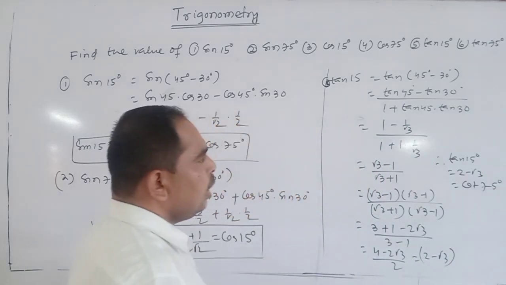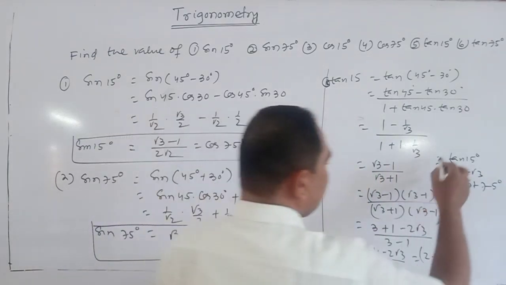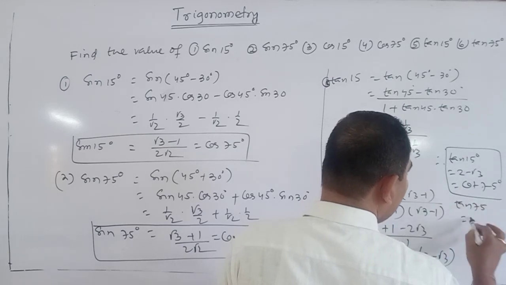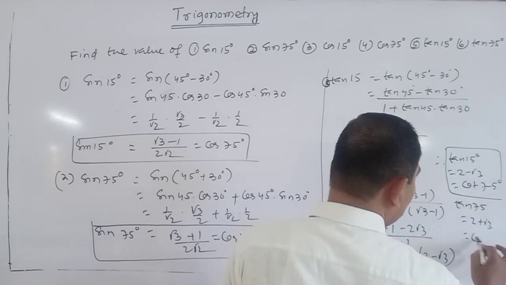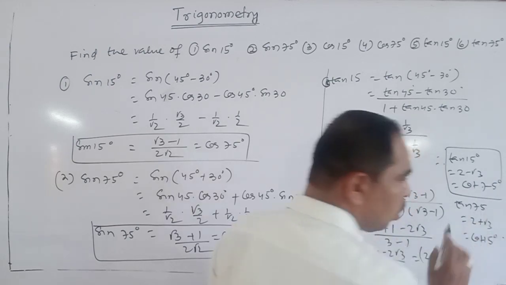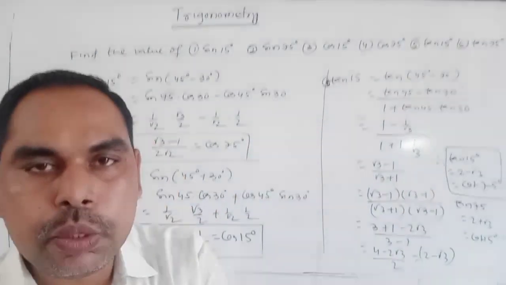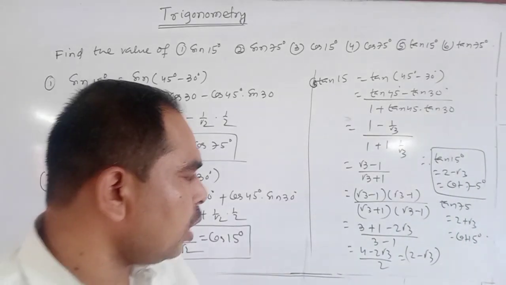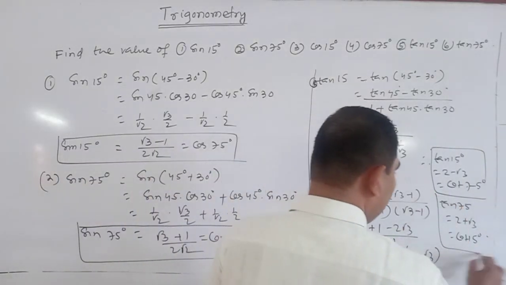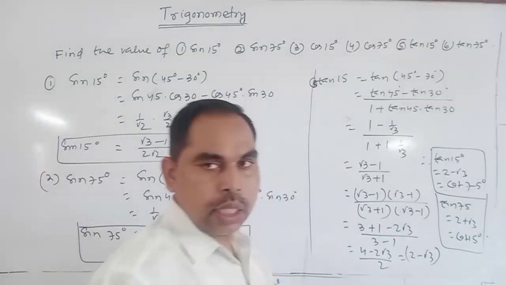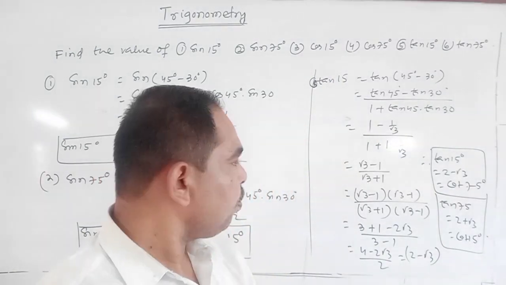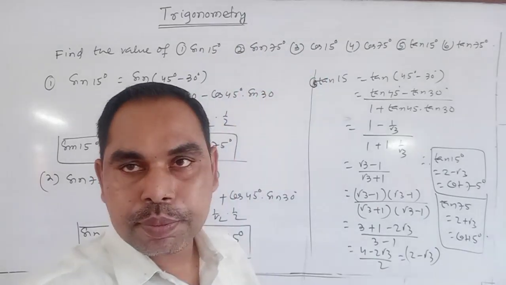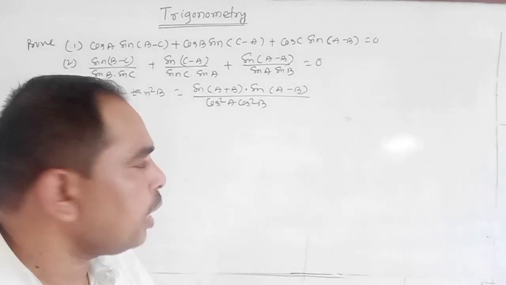Similarly, tan 75 is equal to 2 plus √3, which is equal to cot 15 degree. Okay. Tan 75 is equal to cot 15 degree is equal to 2 plus √3. Okay. These are some values for 15 and 75. There are some questions.